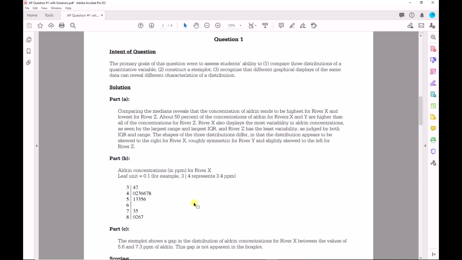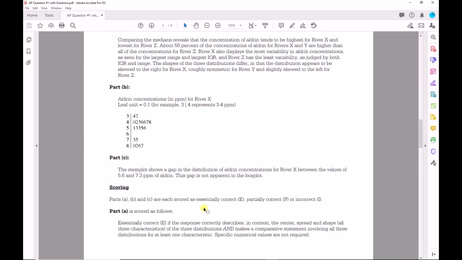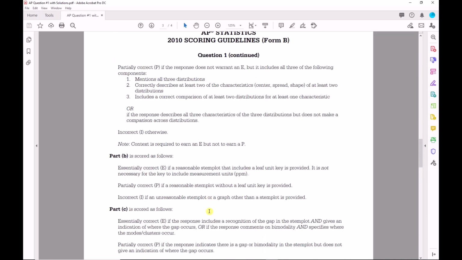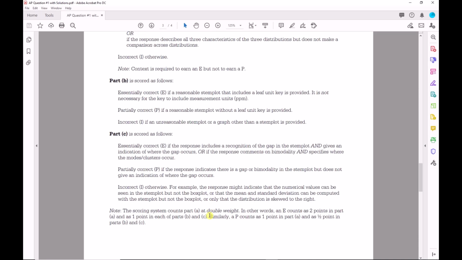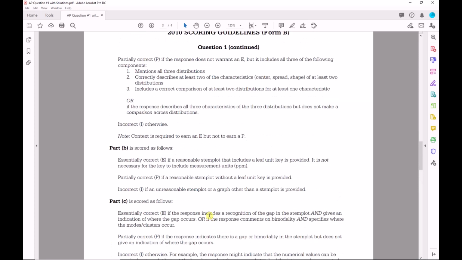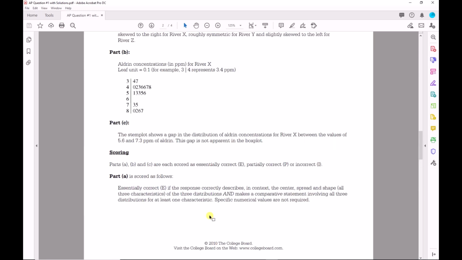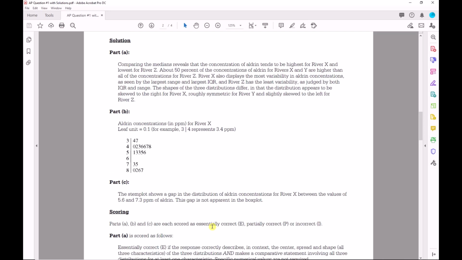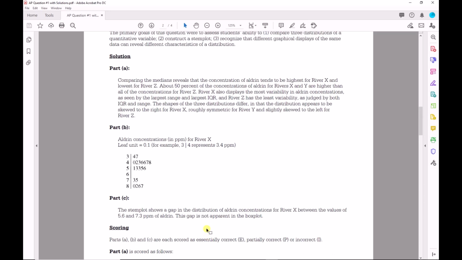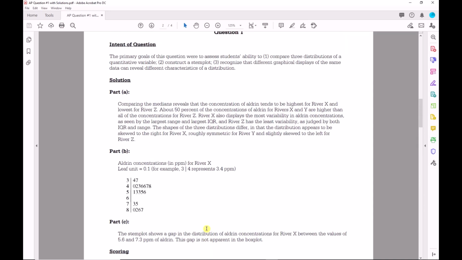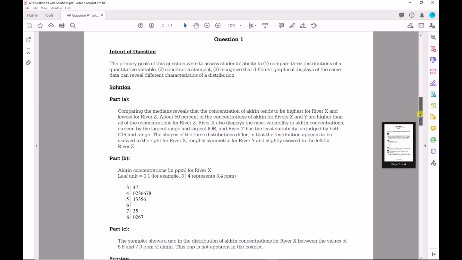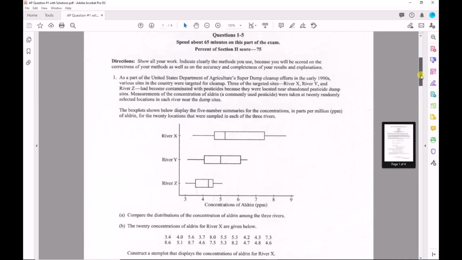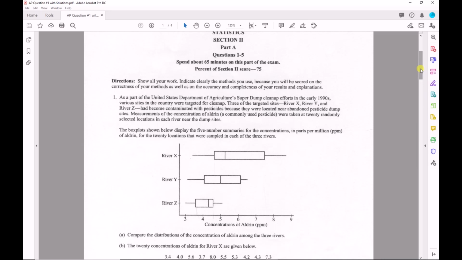All right? So the scoring follows, and I'm going to try to get this up on the website, and you can read it for yourself. You can see what's essentially correct, partially correct, and incorrect, and figure out kind of what you might have scored on yours. So there's that.